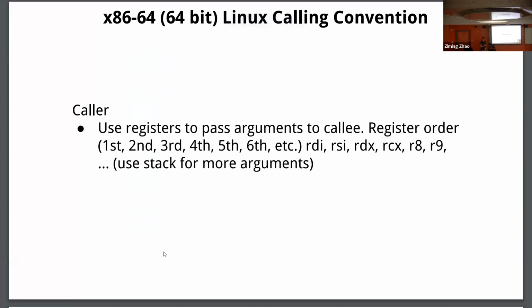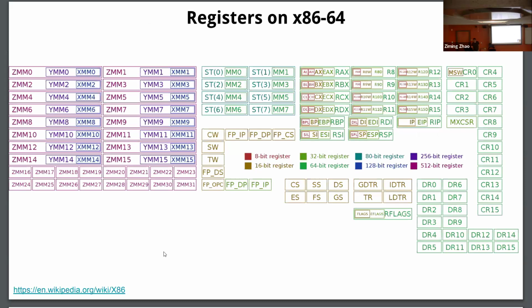Okay, for 64-bit x86, the first 6 arguments will be passed using registers instead of the stack. Those registers are RDI, RSI, RDX, RCX, R8, and R9. If you have more arguments, they will still be pushed onto the stack. So this can cover a lot of functions, right? The reason we can do that is because we have many more registers available.